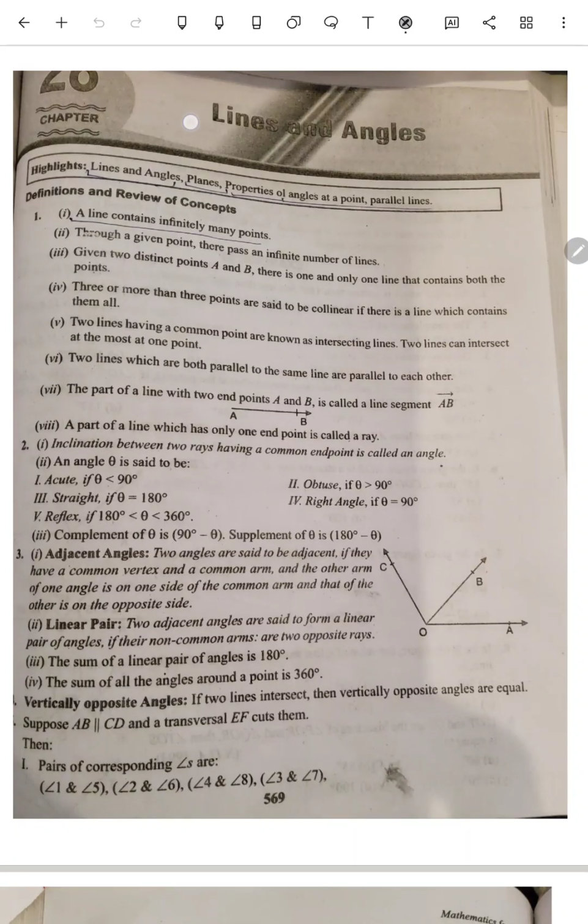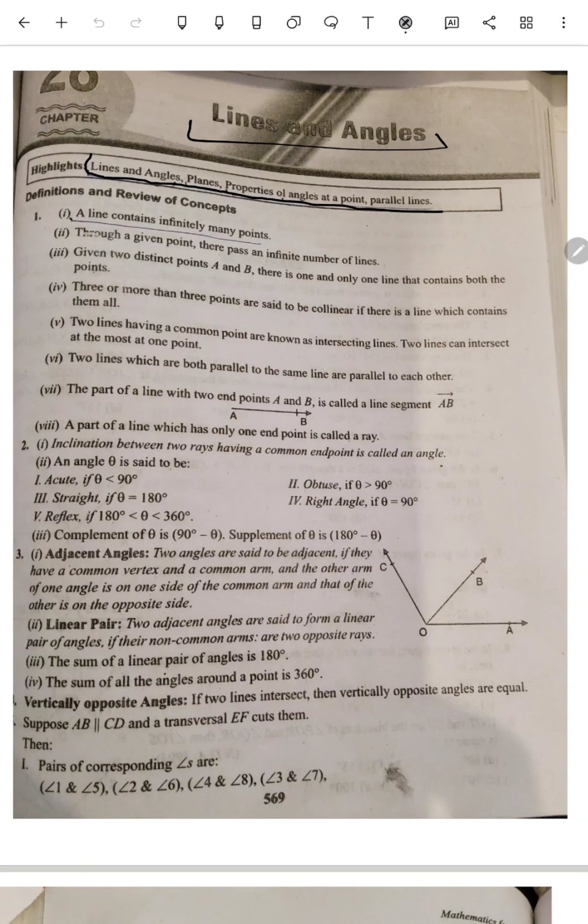What is a line? What is a point? A point is nothing, just a figure, or a circular figure, we can say. In this chapter, we talk about the line, angle, plane, properties of angles and parallel lines. Definition and review of concepts: a line contains infinitely many points.